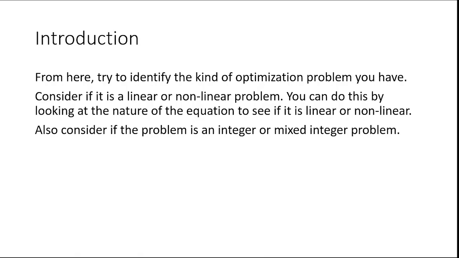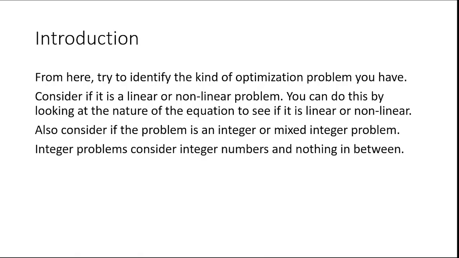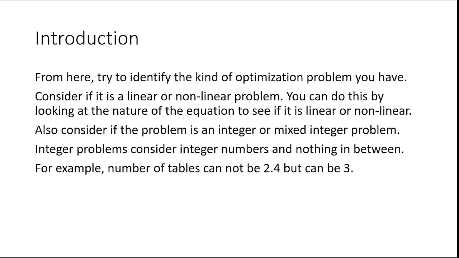So it can be a mixture of integer and continuous variables as well. Integer problems consider just integer numbers and nothing in between. For example, the number of tables: you cannot say it's 2.4 tables, you can say it's 3 tables, but you can't say it's 2.4 tables. So this is an example of an integer kind of case.